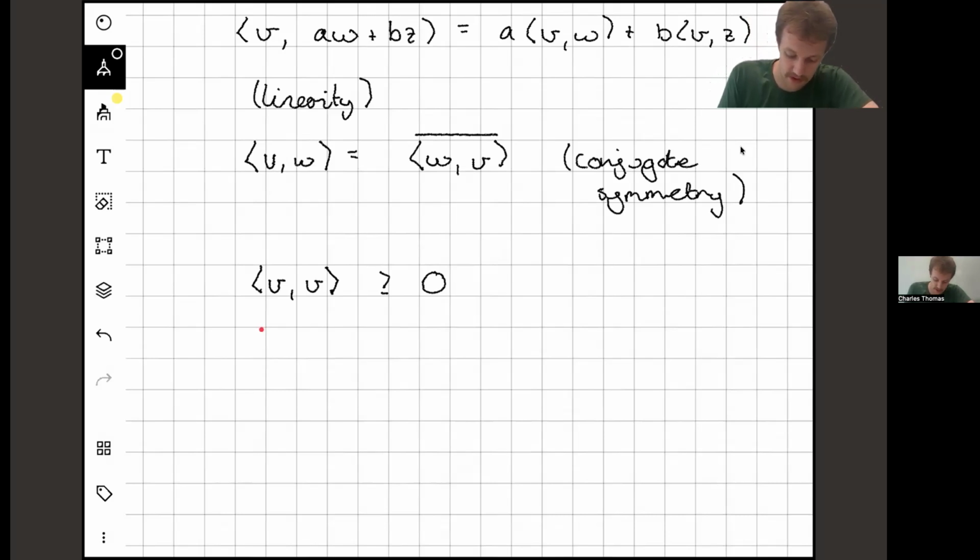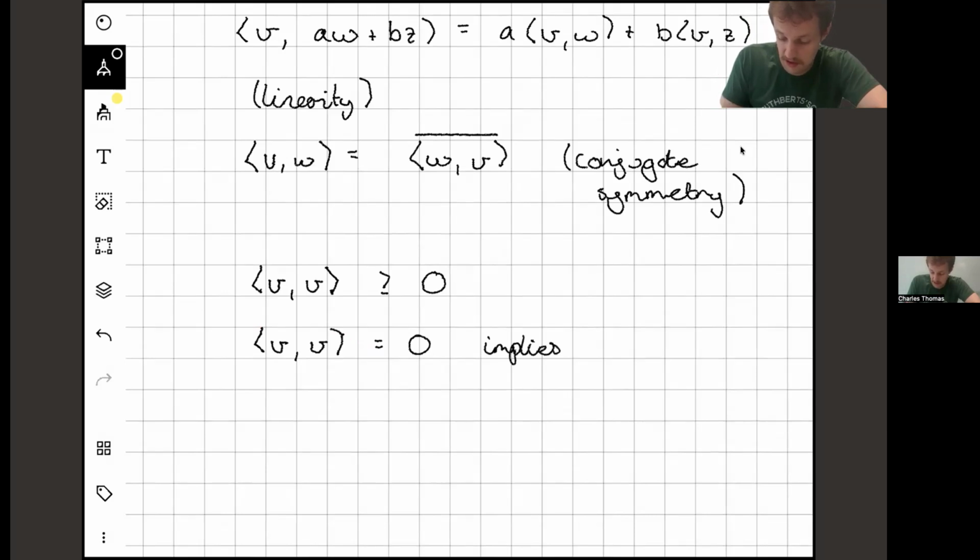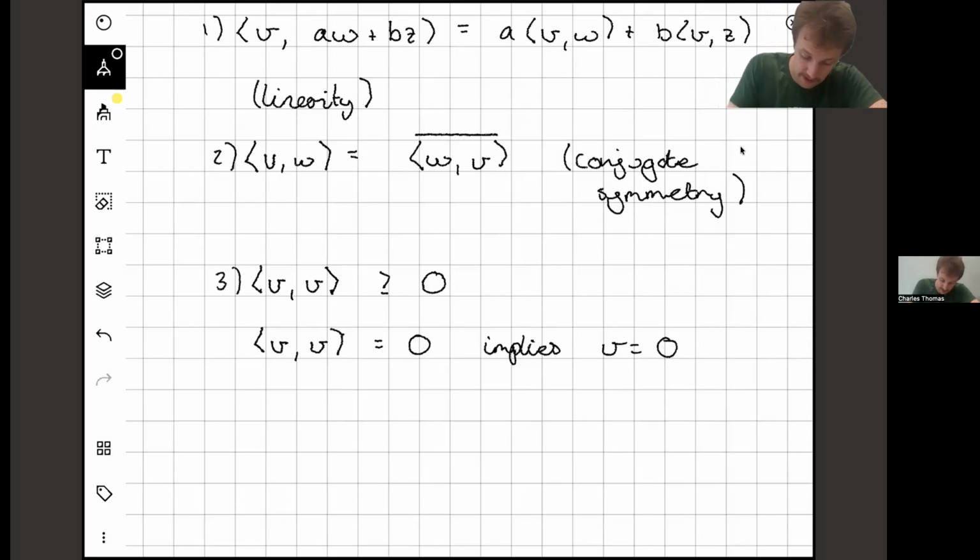And the final important thing is we should have <V, V> equal to 0 implies V is 0. So really what this means is the only thing which has size 0 is a 0 vector. So these are the 4 properties we need for us to have an inner product. Now this sounds probably horribly abstract, so let's try and look at an example.